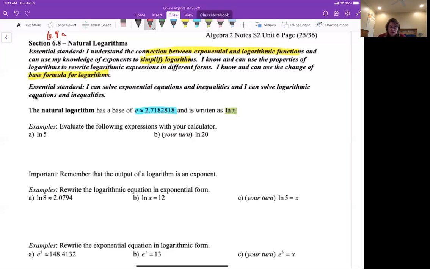All right, so evaluate the following expressions with your calculator. We're just going to plug in the ln of 5 using your calculator and hit enter so we can get some practice on that. And we get approximately 1.609. And then you can try one on your own. So type in natural log of 20, which gives me 2.996.